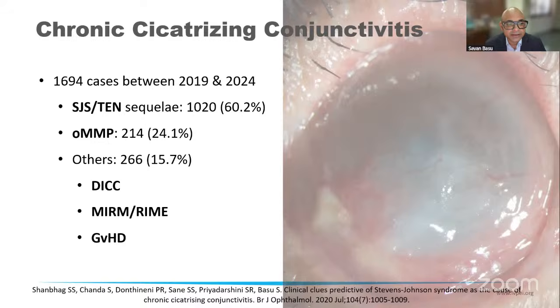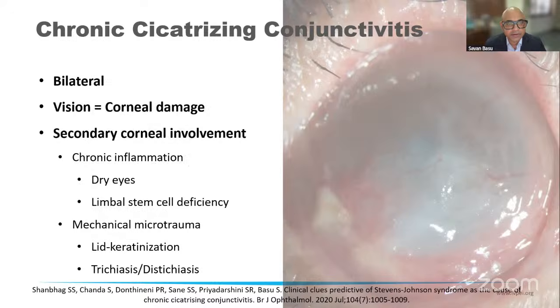Other causes, the main causes were drug-induced, mycoplasma-induced, or post-acute conjunctivitis, what is called RIME, or reactive infectious mucocutaneous eruptions, and then a small percentage of GVHD cases. So as an ophthalmologist in the developing world or in India, you'll probably be dealing with Stevens-Johnson syndrome, mucous membrane pemphigoid, drug-induced cicatrizing conjunctivitis, and then RIME. These are the 4 main causes that would account for almost 90% of the cases that you'd see. But depending on the geography, one cause would be more common than the other.